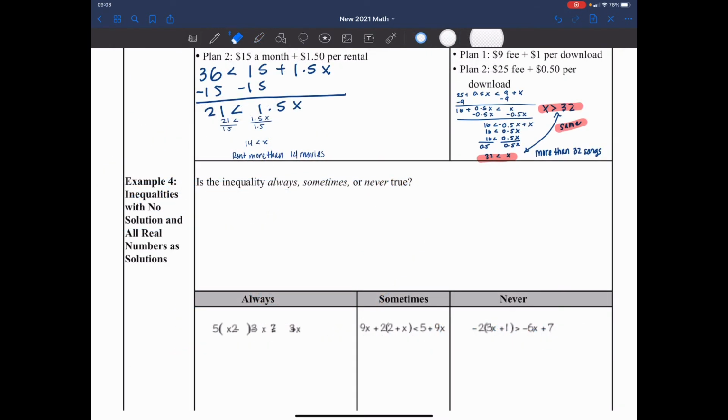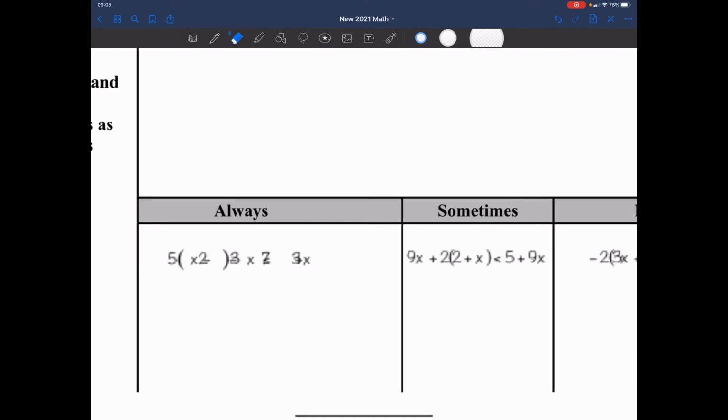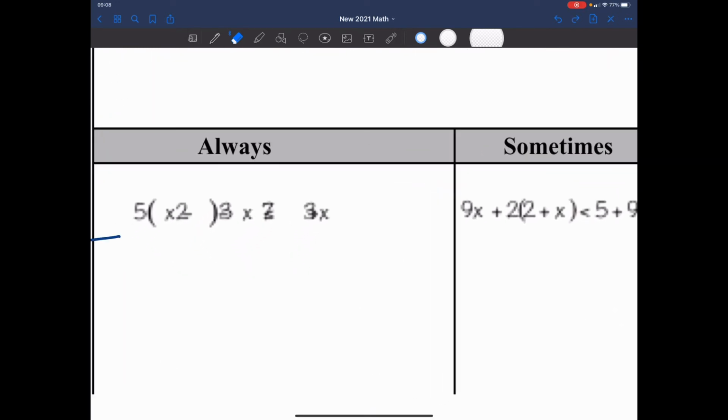Example 4, where inequalities have no solution or all real numbers are solutions. And we want to ask ourselves, is the inequality always, sometimes, or never true? So here are some scenarios where they're always true. So this is the inequality. We have 5 times 2x minus 3, in parentheses, minus 7x, is less than or equal to 3x plus 8.